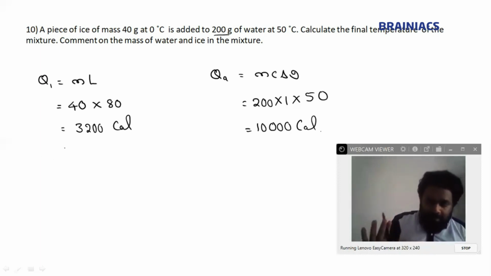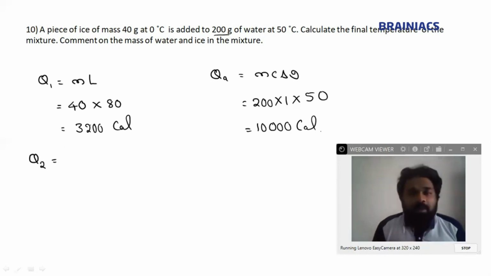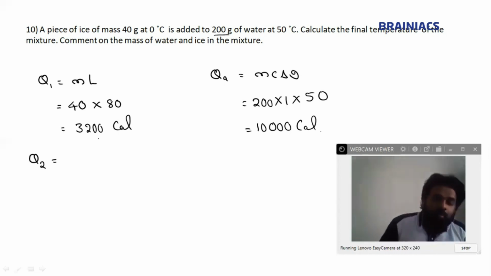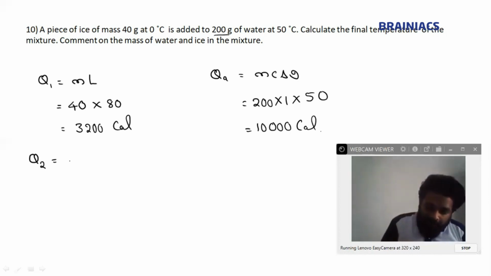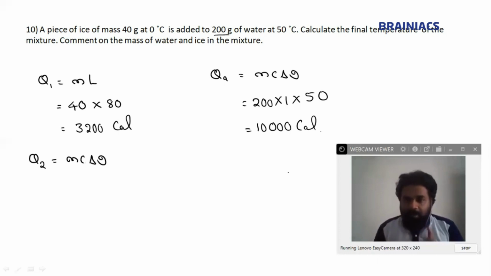So 10,000 calories, let it be there. This side, what is the next state here? Now this is ice at water at 0 degrees Celsius. Now for this to become water, this water also will increase to some other temperature. Okay, so mc delta theta. Here this one is mc delta theta, but not to 0 degrees Celsius. Okay, hot water will not come to 0 degrees Celsius. This cold water from 0 degrees Celsius will come to a common temperature.